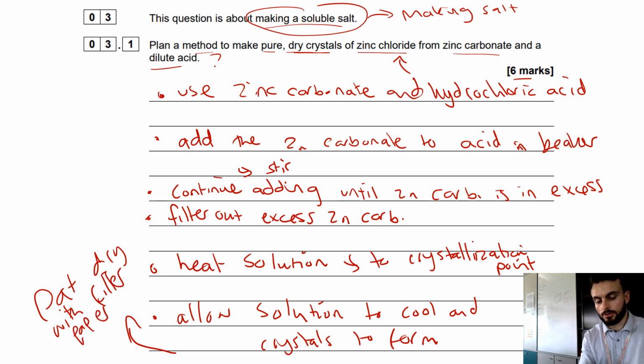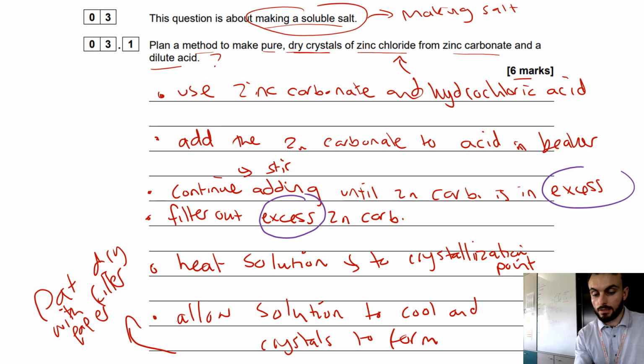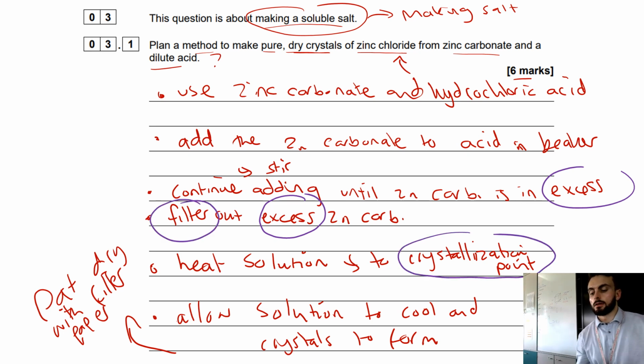So it's just that method that you've done in class probably a few times. Just specify it. The keywords for this that you need to remember to mention is excess zinc carbonate, then so you're adding it until it's in excess, then you do filtration, and then you evaporate off the liquid to do crystallization, leave behind crystals.